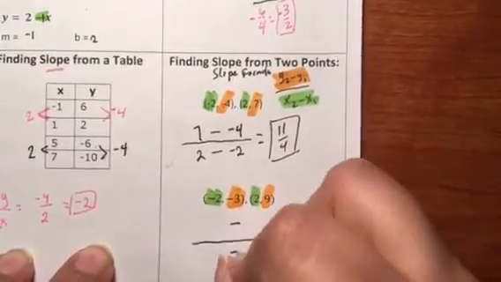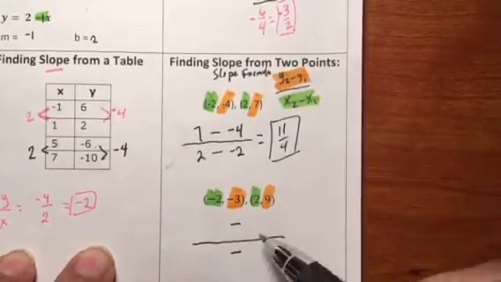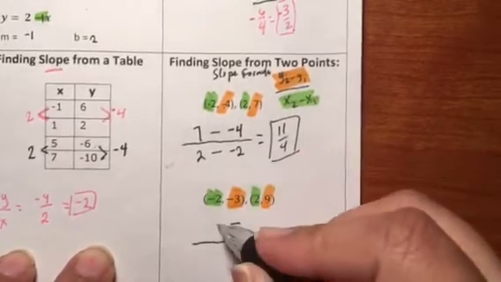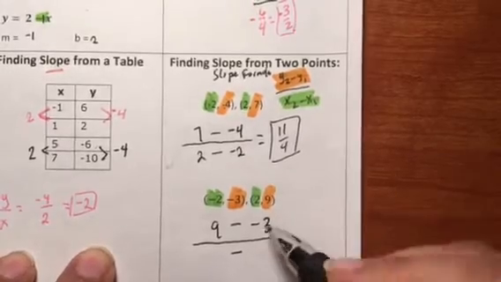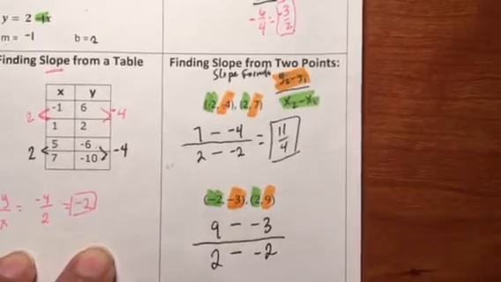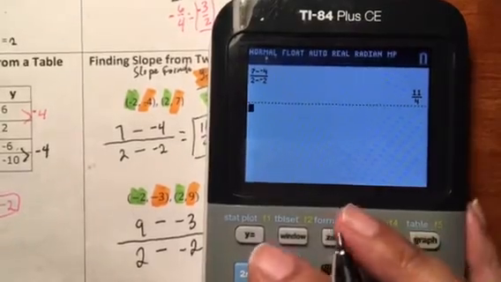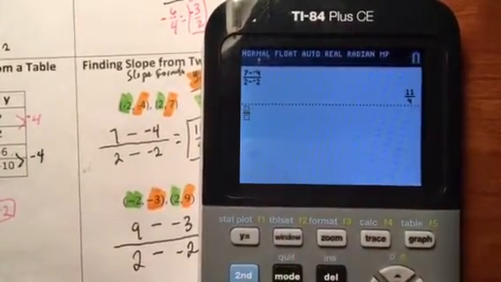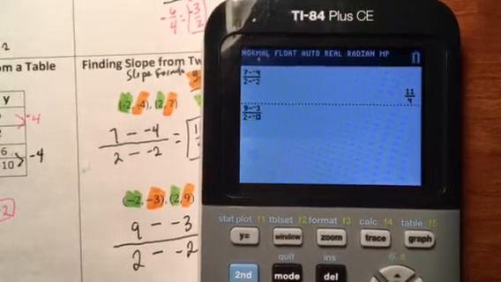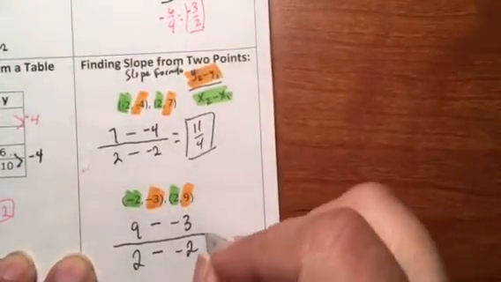Okay, now let's look at the next one. Again, start with your skeleton. Your Y's go on top. Your X's go on bottom. So I color coded it so that you guys can see where these numbers are coming from. So this is 9 minus -3, and then 2 minus -2. So again, I'm going to press alpha y equals enter. 9 minus -3. 2 minus -2. So it reduces to 3. And there's your answer.